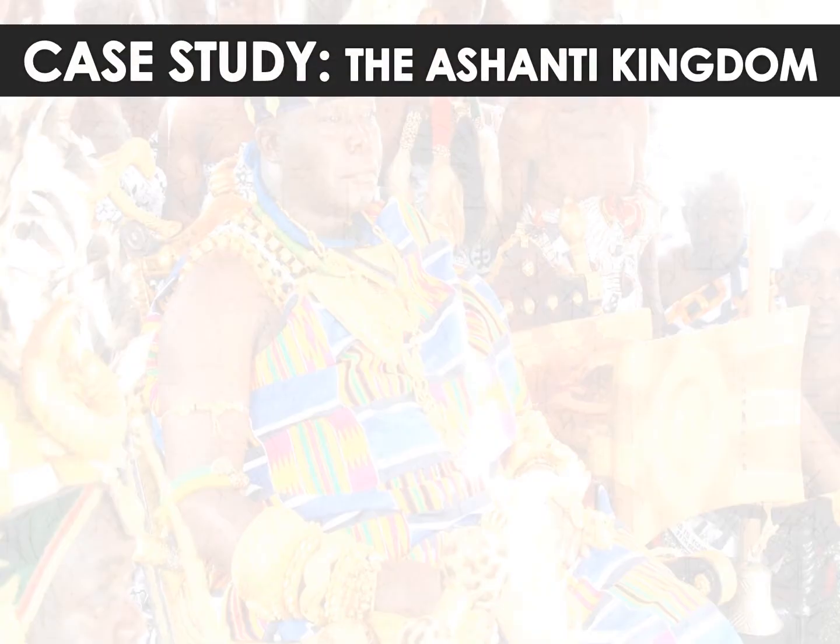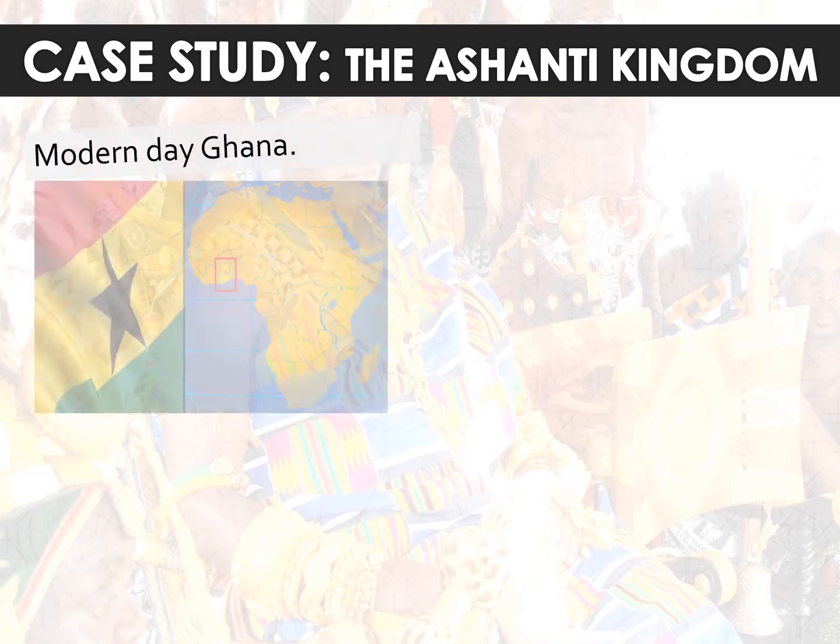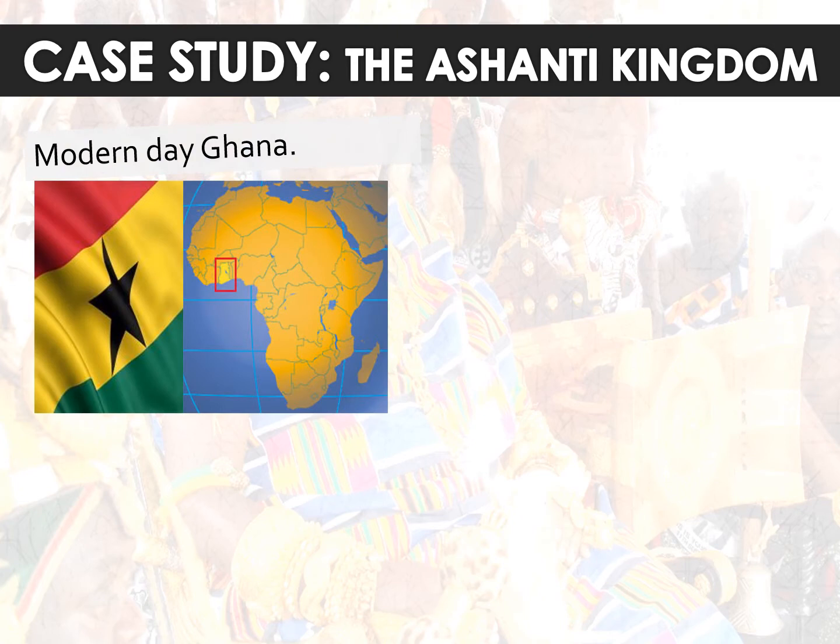So just really quickly, a case study which is always really good to give as an example is that of the Ashanti Kingdom, which we have made reference to in the past couple of lessons. We're going to look at them in a wee bit more detail. The Ashanti Kingdom was located in modern day Ghana, which you can see here on this map. This is where it would be in modern day Africa.